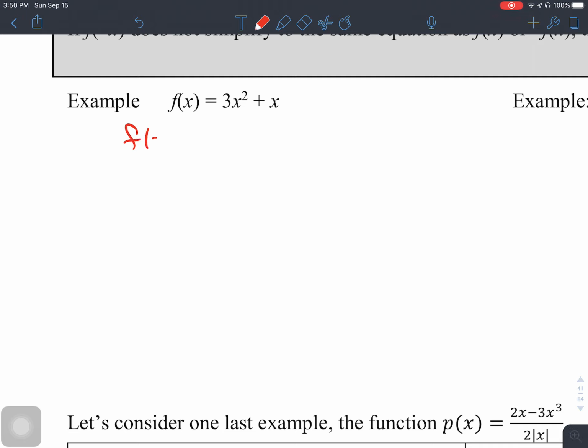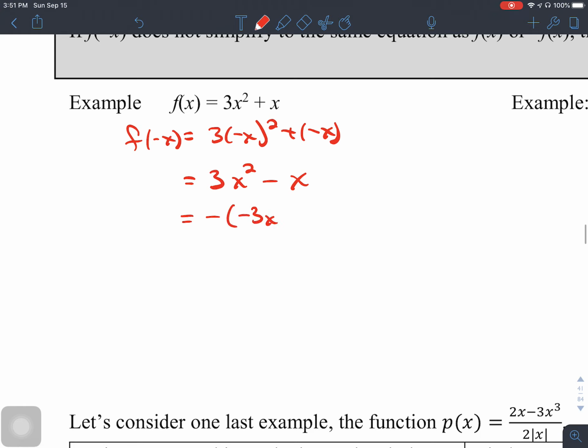To determine this, we're going to put a negative x into the original function. Every place you see an x, you're going to put a negative x. If your base is negative and it's raised to an even exponent, it's going to become positive. If your base is negative and it's raised to an odd exponent, the answer is going to be negative. Is this the same as the original?